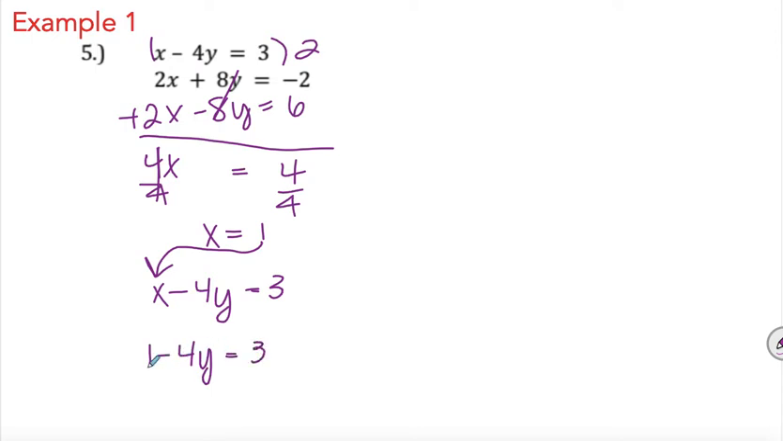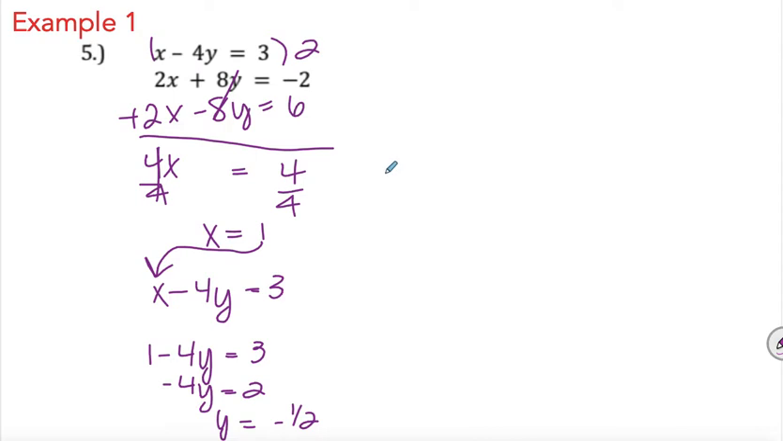So to get y by itself, I'm going to subtract 1 from both sides. And 3 minus 1 is 2. And then divide 2 by -4. I'm going to get -1/2.